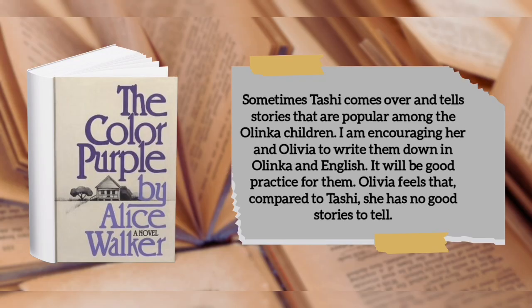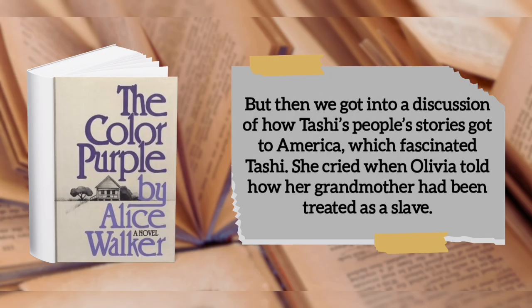Sometimes Tashi comes over and tells histories that are popular among the Linka children. I'm encouraging her and Olivia to write them down in Linka and English. It will be good practice for them. Olivia feels that, compared to Tashi, she has not good histories to tell, but then we got into a discussion of how Tashi's people histories got to America, which fascinated Tashi. She cried when Olivia told how her grandmother had been treated as a slave.